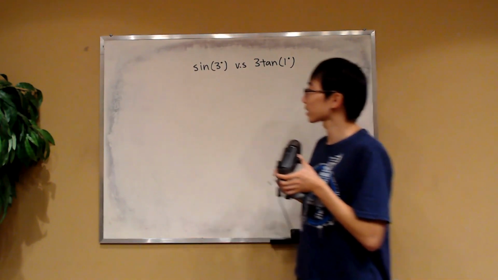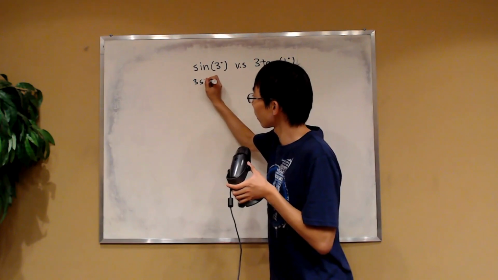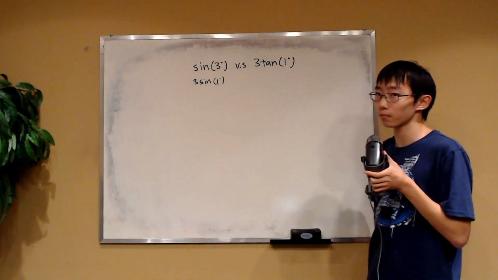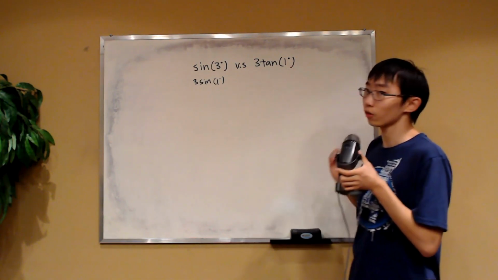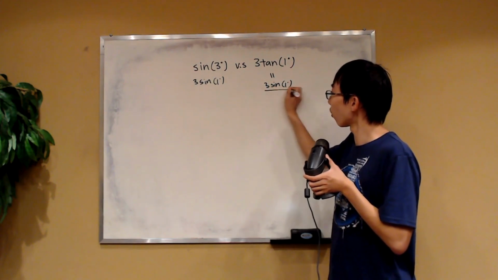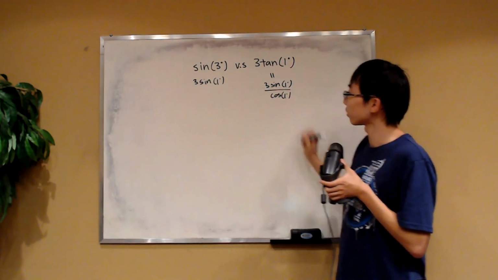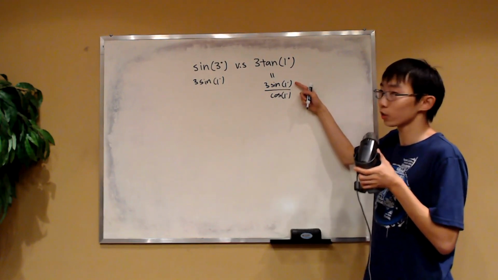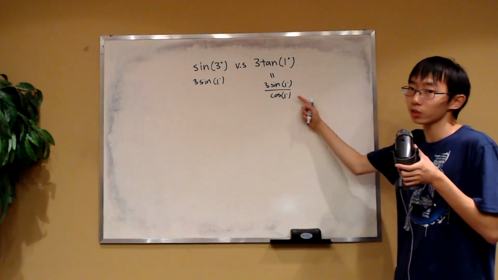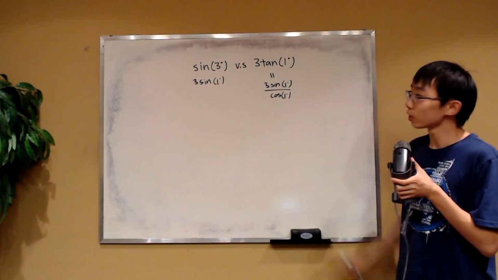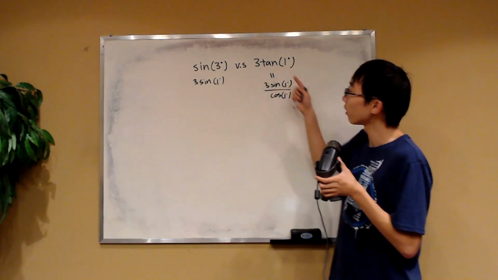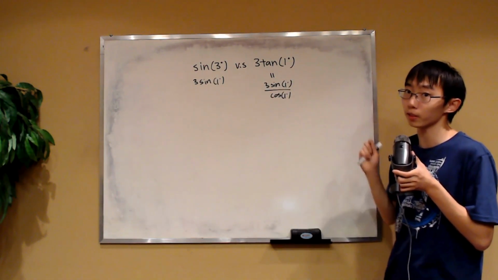If we were instead asked to compare 3 sine of 1 degree with 3 tangent of 1 degree, which one would you say is bigger? Well, notice that 3 tangent of 1 degree can be written as 3 sine of 1 degree over cosine of 1 degree. And notice here, we have the same quantity, 3 sine of 1 degree, but it's divided by cosine of 1 degree. And cosine of 1 degree is certainly positive and less than 1. So this value actually has the advantage. So if we were comparing these two, then 3 tangent of 1 degree would be bigger.